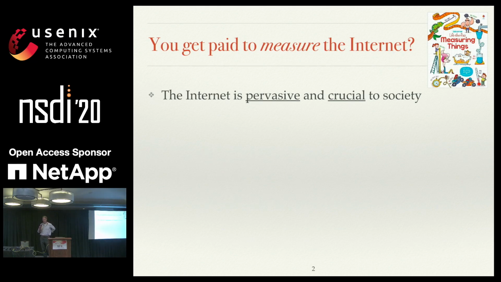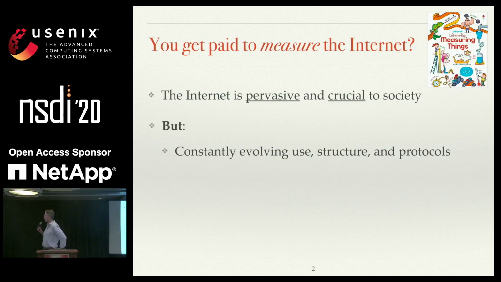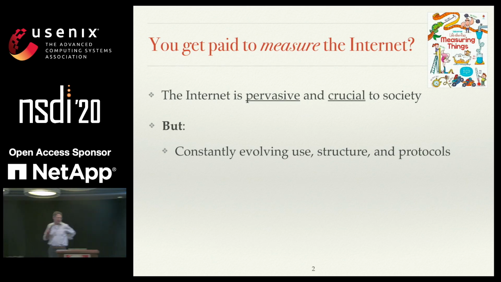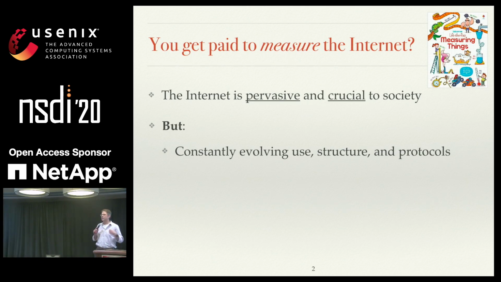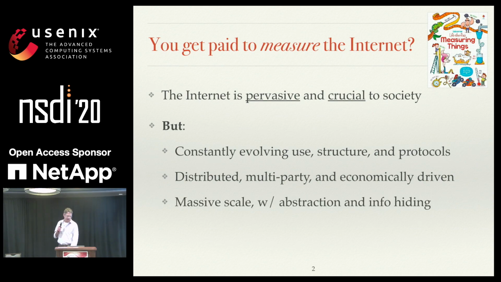And so, we all know that the internet is pervasive and crucial to society, but there are a few things that make it a bit more complicated. First of all, it's constantly evolving, whether that means how it's used, what applications are on it, what protocols, what structure it has. In combination, it's distributed and it's multi-party and it's economically driven. And finally, it has this massive scale, and there's lots of abstraction that comes with this massive scale and lots of information hiding that comes with that. And so as a result of these constraints, there are a lot of fundamental questions that we just have no real good answer to.